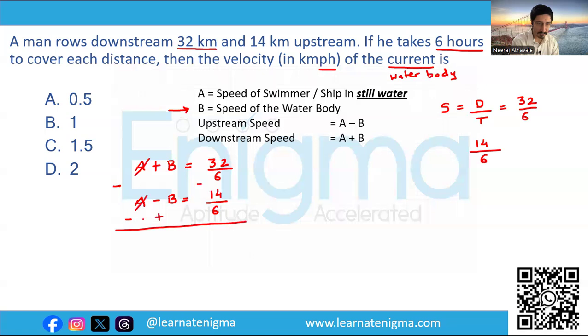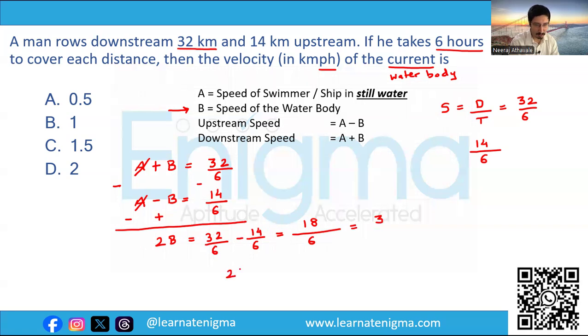So A minus A, it gets cancelled out. B plus B, that becomes 2B. And on the right hand side, you have 32 upon 6 minus 14 upon 6. Now, as the denominator is same, we can easily subtract. So 32 minus 14, that is 18 by 6. 18 by 6 is 3.